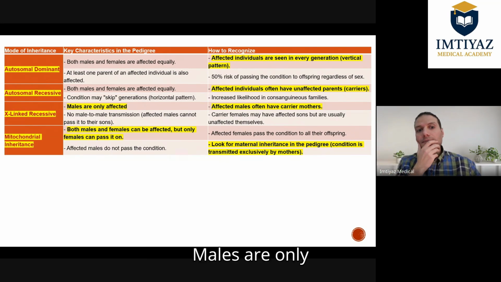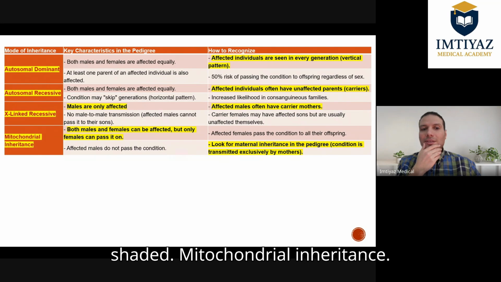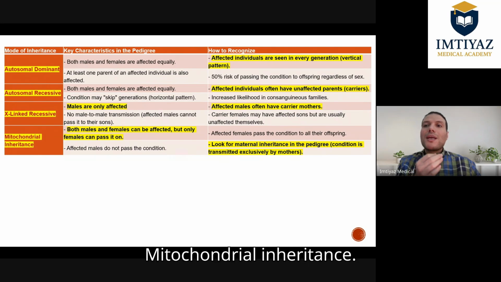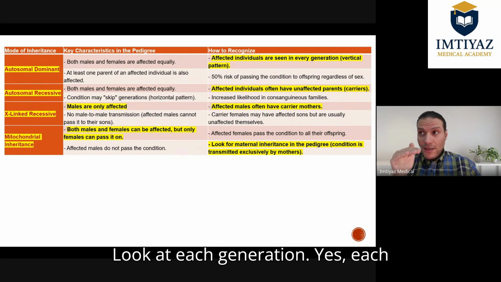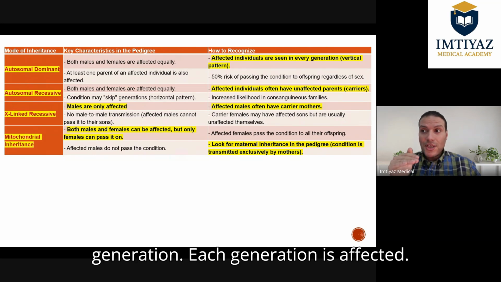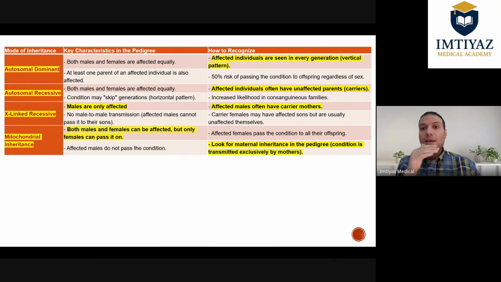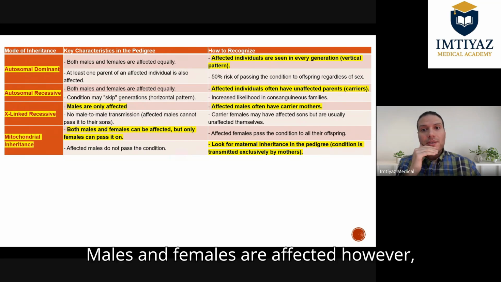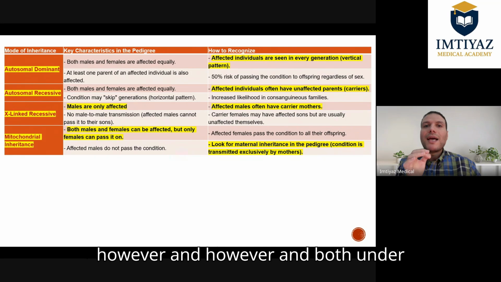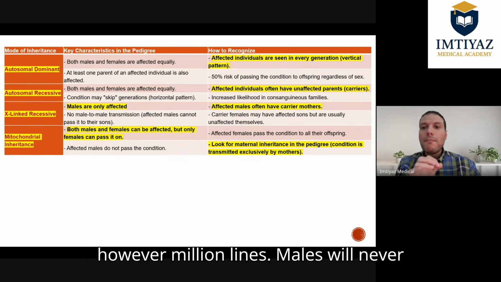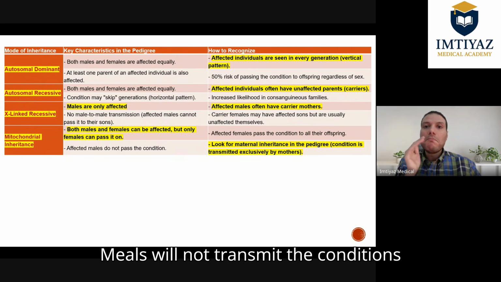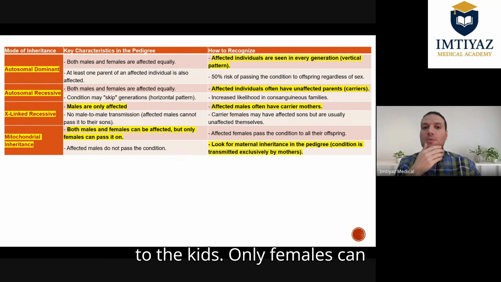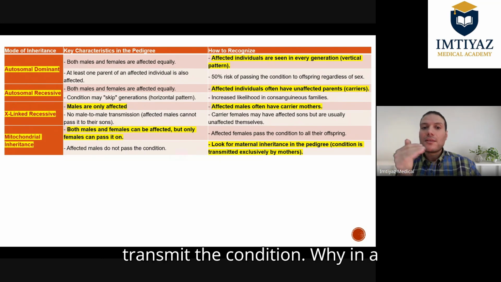Mitochondrial inheritance. Look at each generation. Yes, each generation is affected. Males and females are affected. However, and put under however million lines, males will never transmit the condition to the kids. Only females can transmit the condition.